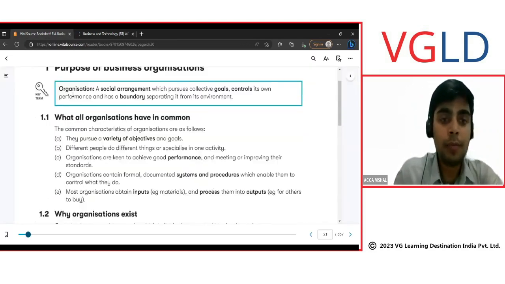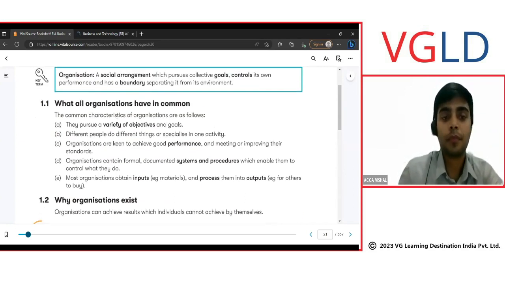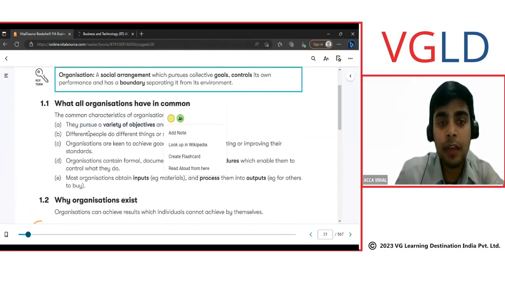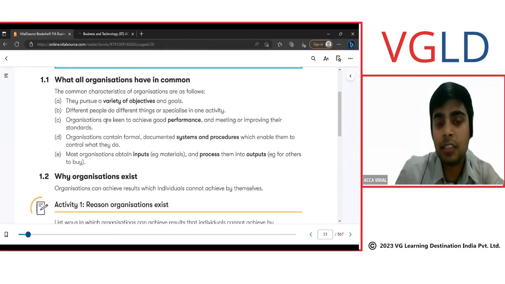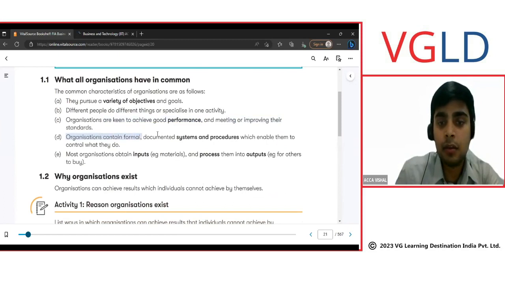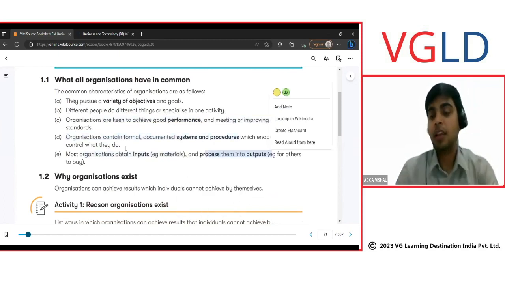Common features of organizations are as follows. They pursue a variety of objectives. Different people do different things or specialize in one activity. Organizations are keen to achieve good performance, meeting or improving their standards. They document systems and procedures, and obtain outputs, processes and inputs.